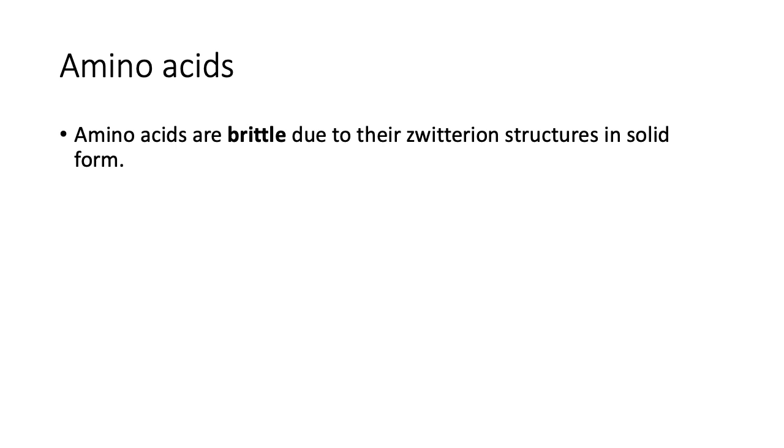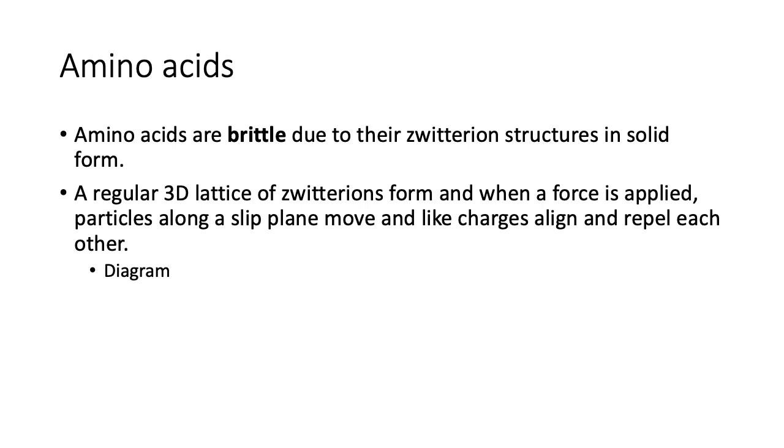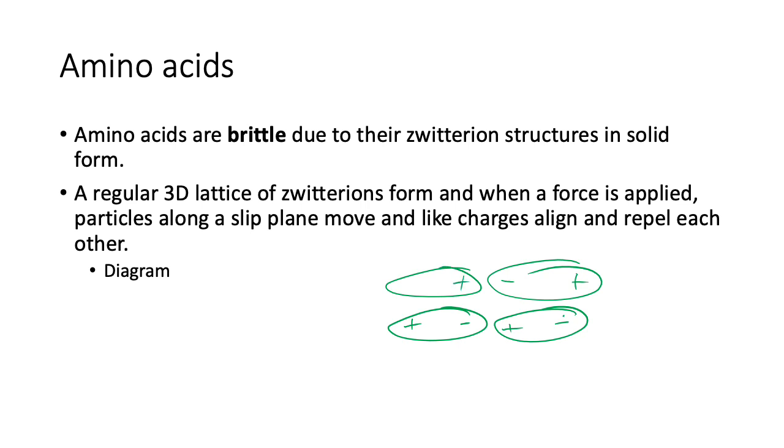Okay, so amino acids are brittle due to their Zwitter ion nature in solid form. So therefore it'll create an effective ionic lattice in solid form. If you move these ones half a step across, your like charges are going to align, and then you're going to have repulsion here, and that's not going to be good for the structure, and so therefore amino acids are actually brittle in their nature. And so that's something else that you can describe when you talk about amino acids.